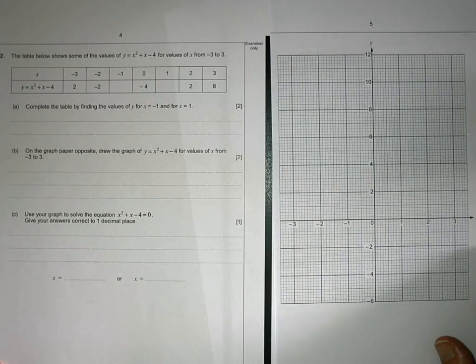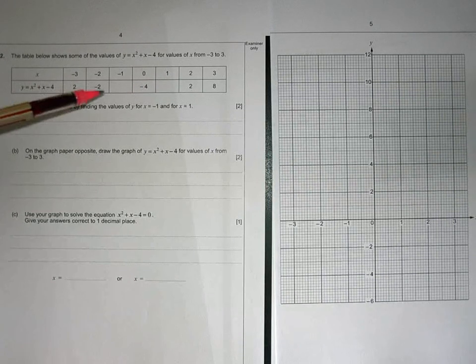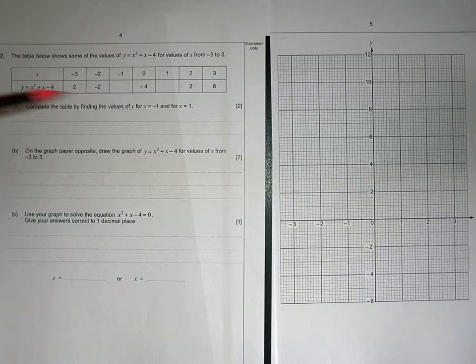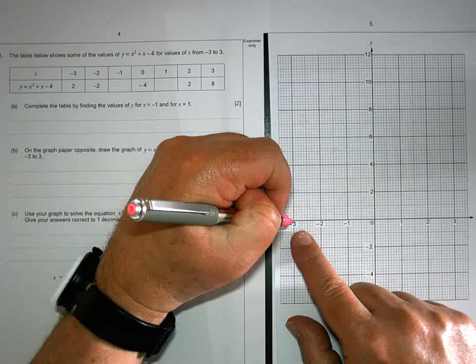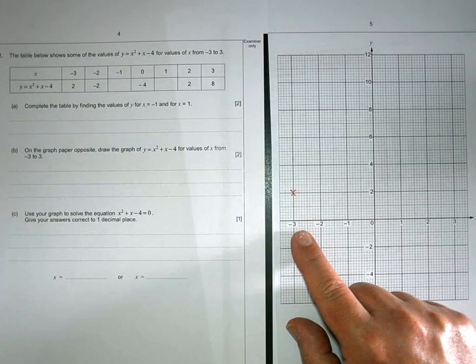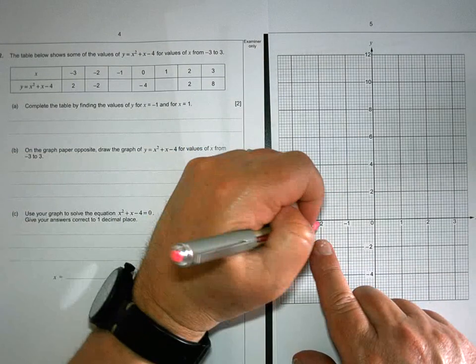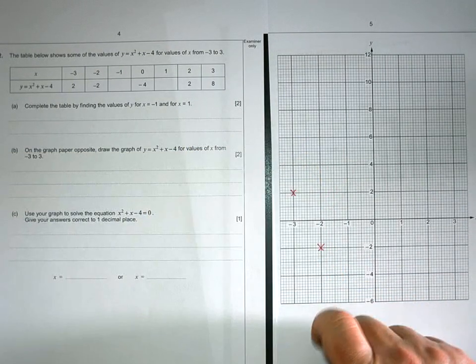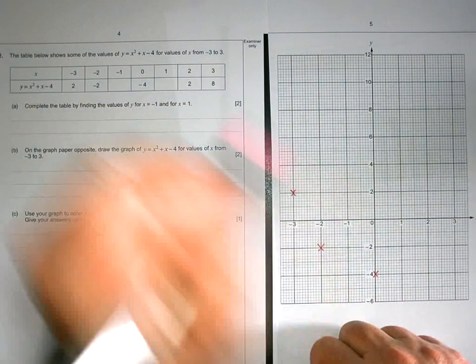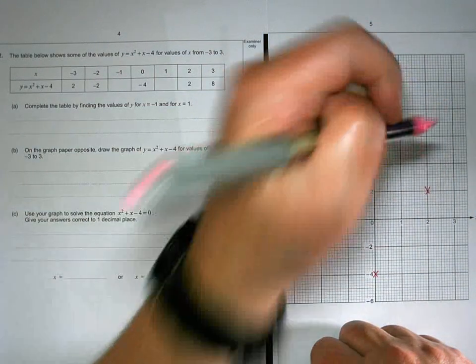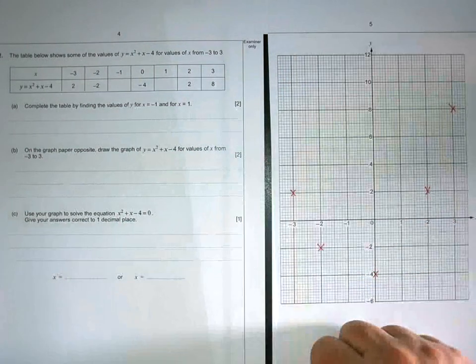Okay, so part A asks us to complete the table, but what I suggest when we did this, and the ones that we've done since in class, is to plot the ones that you know, because it'll give you an idea about whether or not you're going to do the maths right for those two. So I'm going to plot -3, 2, so the first number x, second number y. -3, 2; -2, -2; leave the -1 for now; 0, -4; leave the 1; 2, 2; and 3, 8.